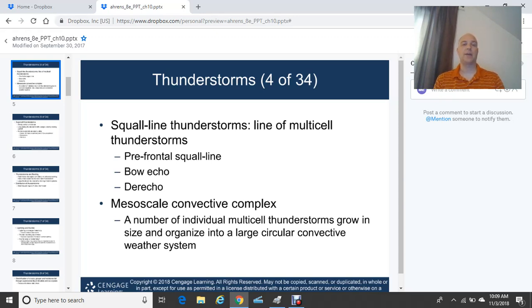Mesoscale convective complexes are really interesting in that, especially in the Midwestern United States, they can form in the summer during the middle of the night. They do not need the sun's energy to fuel them. So they almost have all this instability and moisture that just continually feeds off each other.